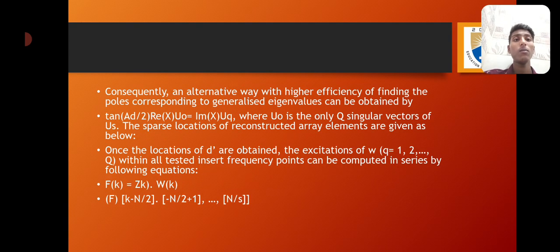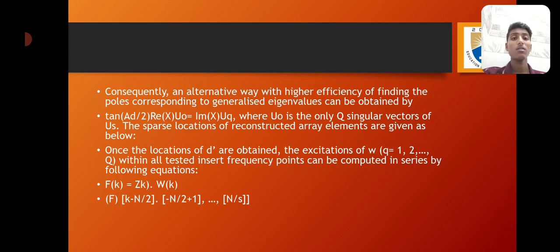An alternative way with higher efficiency of finding the poles corresponding to generalized eigenvalues can be obtained by tan(Δ/2) Re(X U_Q) equals Im(U_Q), where U_Q is the only Q singular vectors of U_S. The sparse locations of reconstructed array elements are given as below. Once the locations of d_q are obtained by the existence stations of w_q for q equals 1, 2 and so on to Q, within all tested frequency points, they can be computed in series by the following equations.